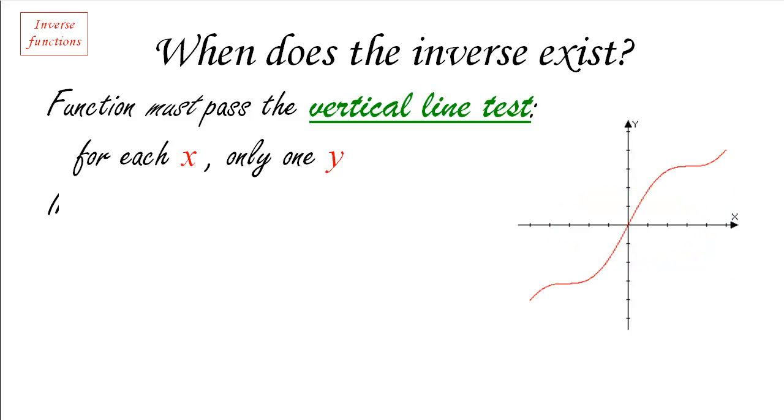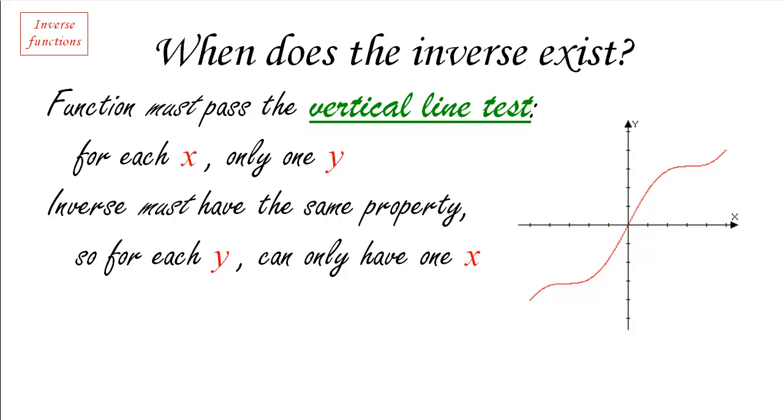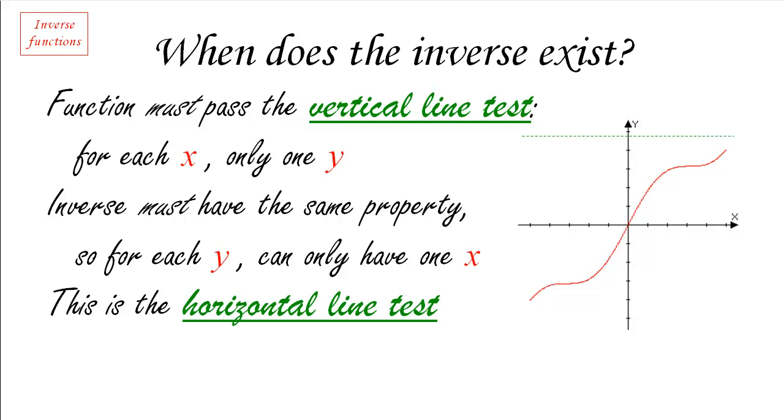Alright, so let's go back to our original function. In order for this function to have an inverse, the inverse has to be a function. So the inverse has to have the same property, but with x and y reversed. That means that for each y, we can only have one x in the original function. So now I'm going to draw a horizontal line and scan the curve with it and make sure that this horizontal line will cut the curve at most at one point. Maybe not at all, but the important thing is it does not cut it more than once. And for obvious reasons, this is called the horizontal line test.